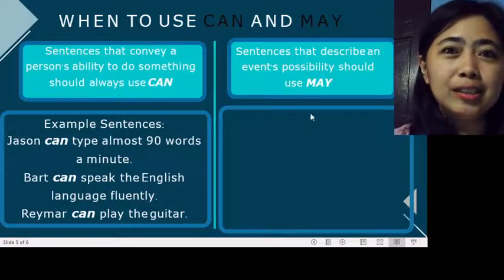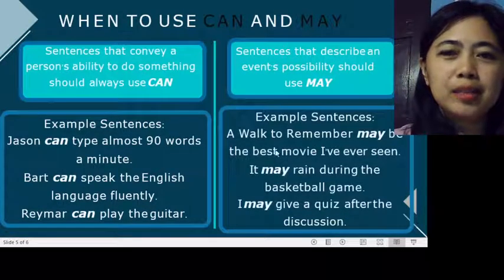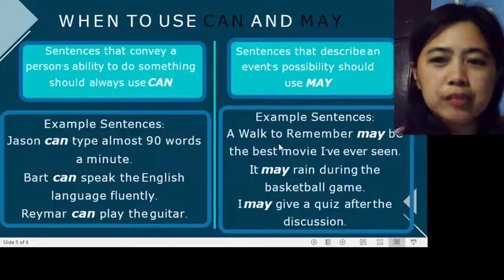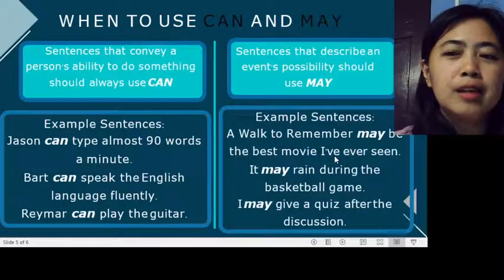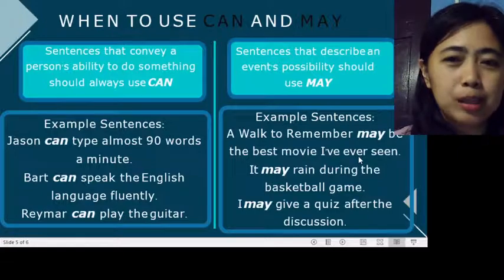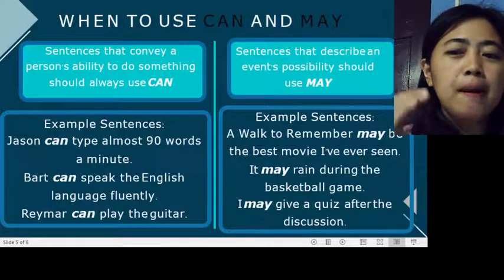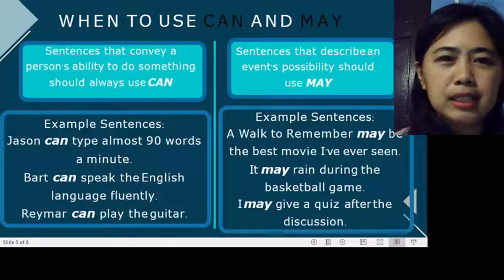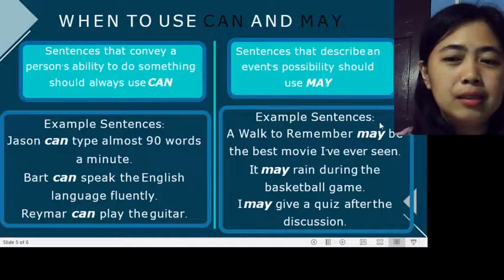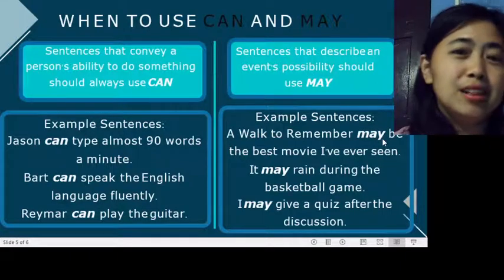Okay, so let's try to have sentences here. A Walk to Remember movie may be the best movie I've ever seen or I've ever watched. A Walk to Remember may be the best movie I've ever seen. So may, it's possible.